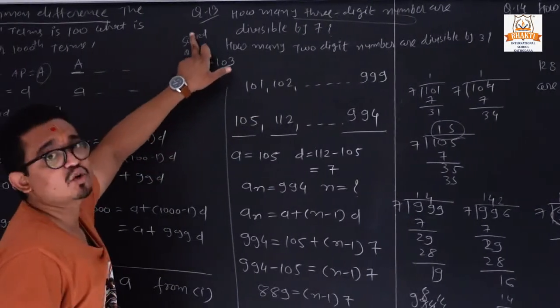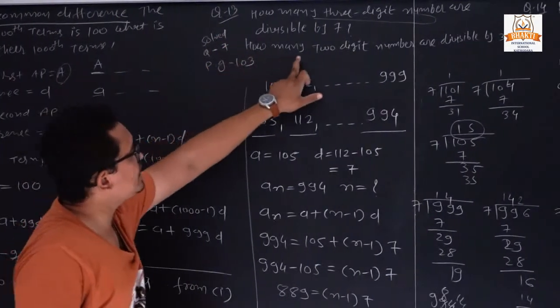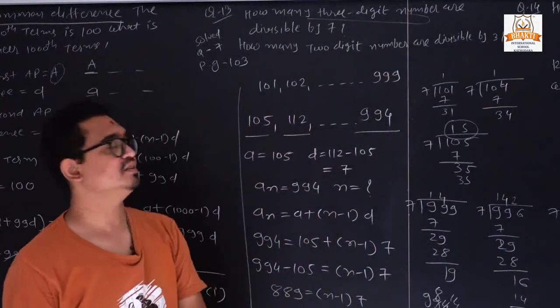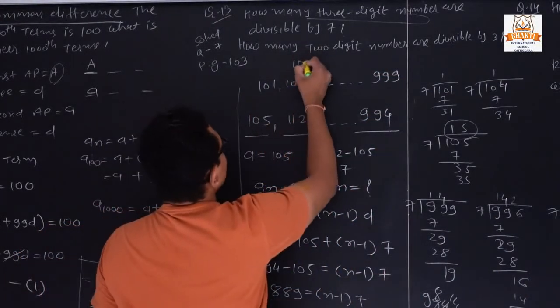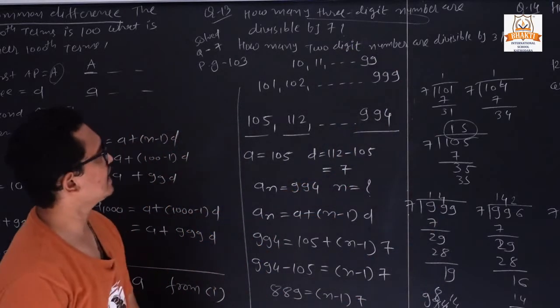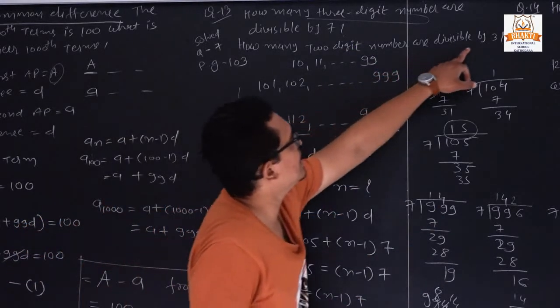Question number 7, solved example. How many 2-digit numbers are divisible by 3? We are using the same method. First of all, 2-digit numbers start from 10 and the last is 99. Now check which 2-digit numbers are divisible by 3.